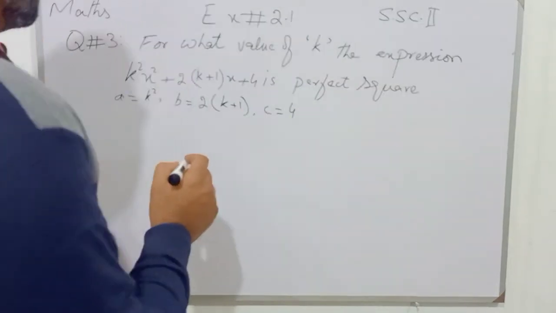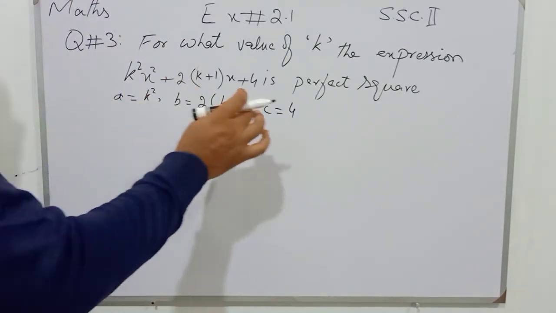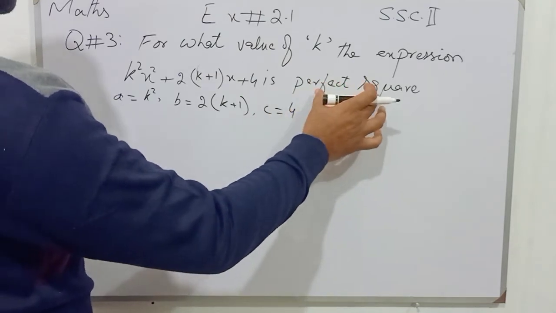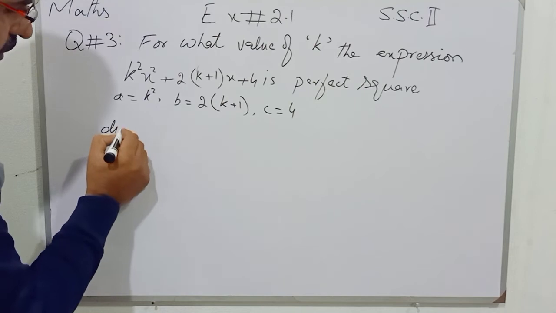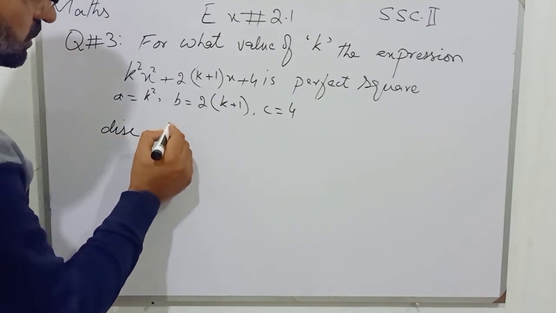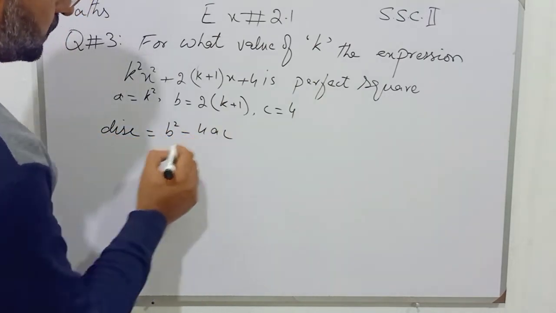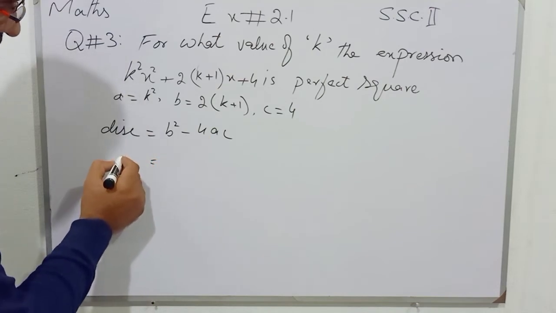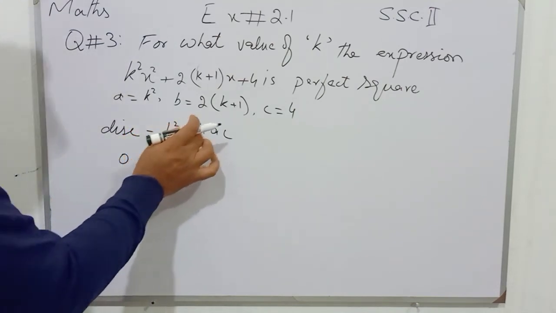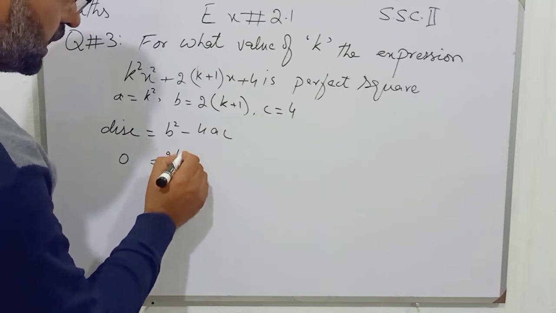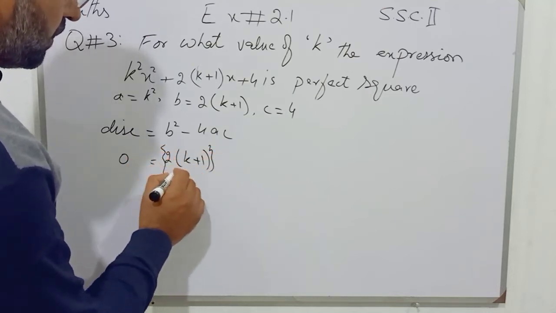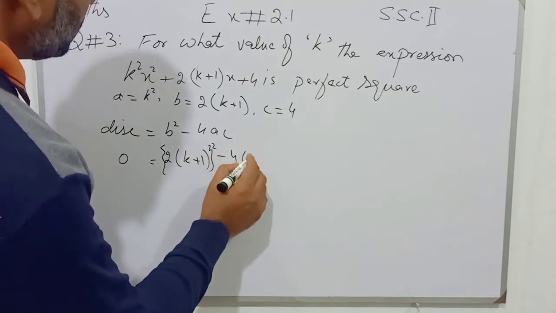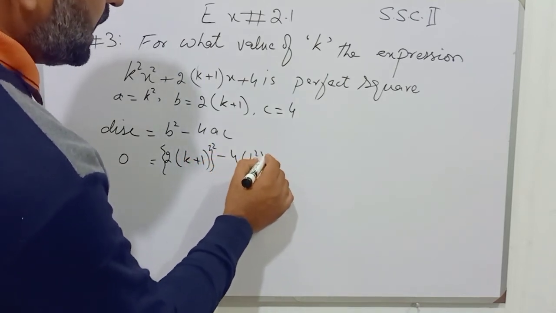We will find the discriminant, and our discriminant will be equal to 0 because we have to prove that this expression is a perfect square. So discriminant is equal to b square minus 4ac. Our discriminant is 0, so I will put 0. The value of b is 2 into k plus 1 whole square minus 4 into the value of a, which is k square, and the value of c is 4.